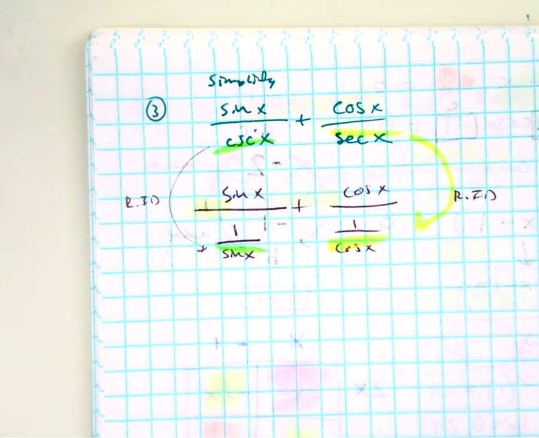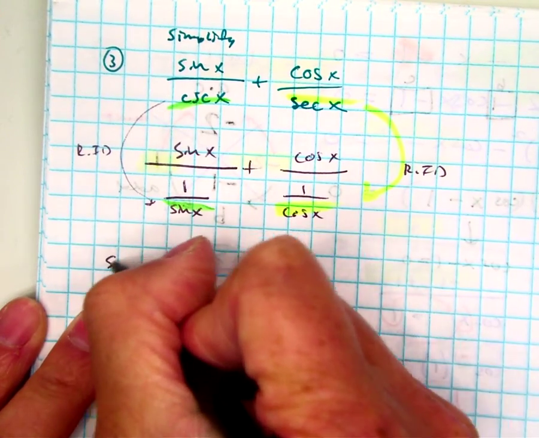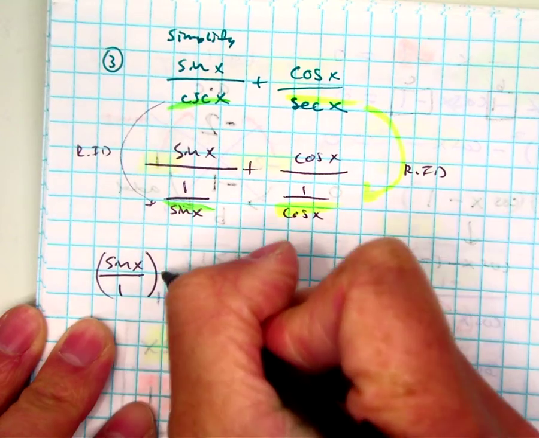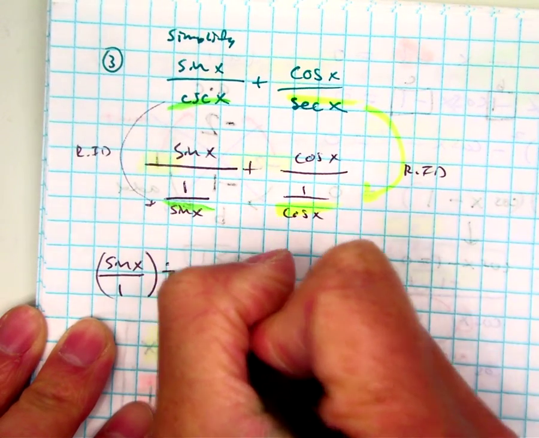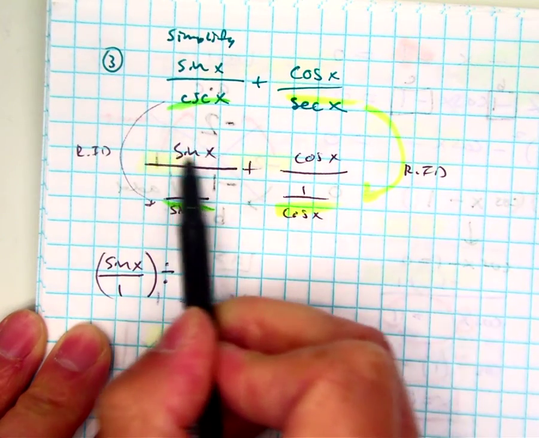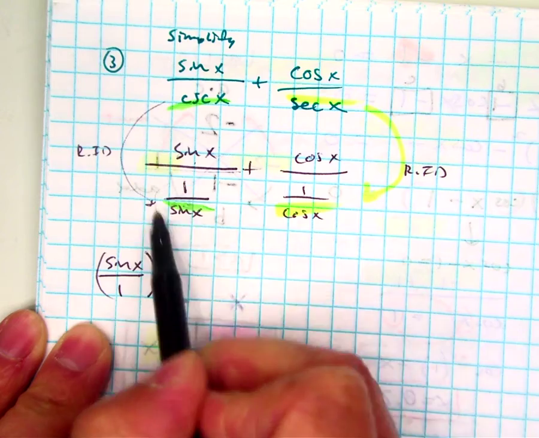So if you've been intimidated by fractions, just turn them sideways. So you have sine of x over 1. Someone said over 1. Sure, divided by, right? Sine of x. Do you guys see it? Divided by 1 over sine x.